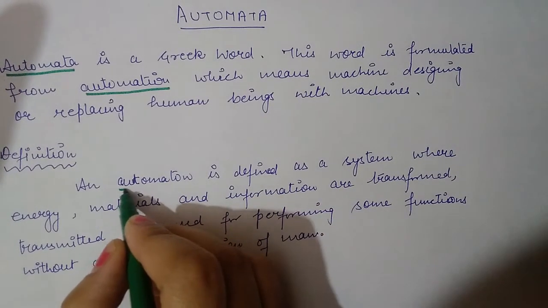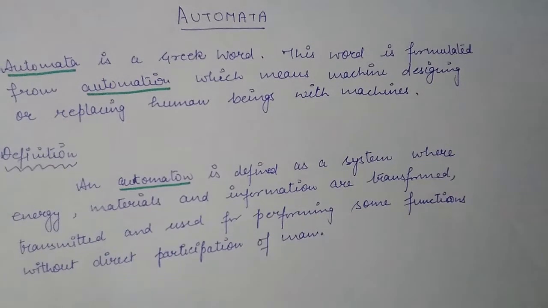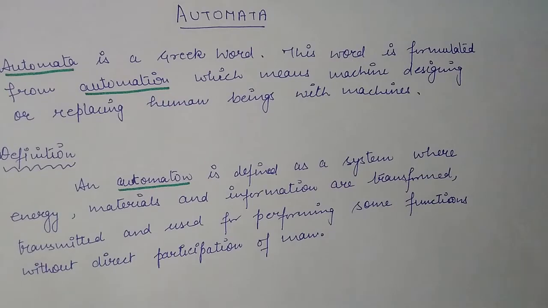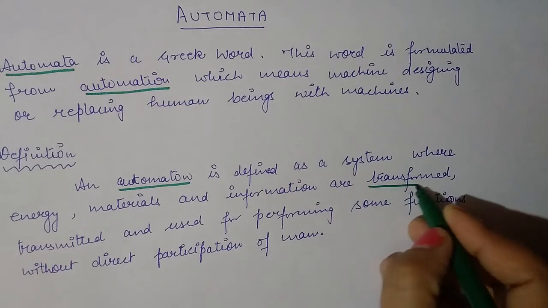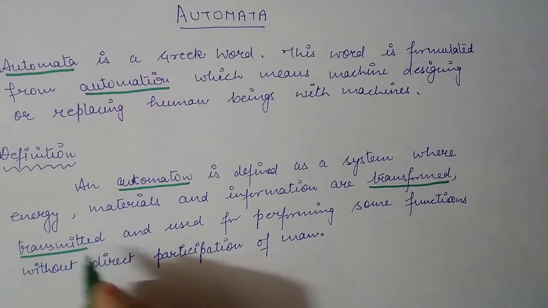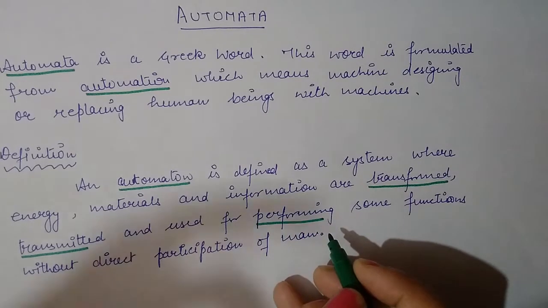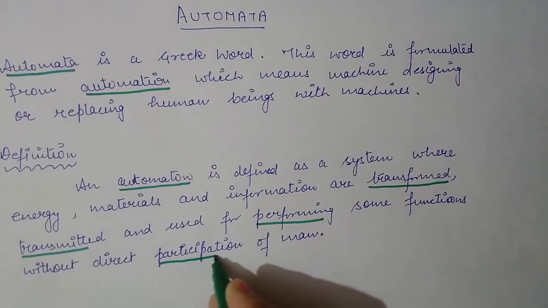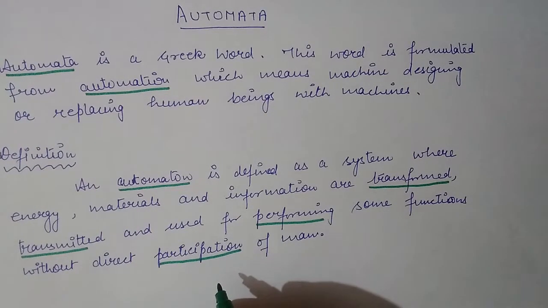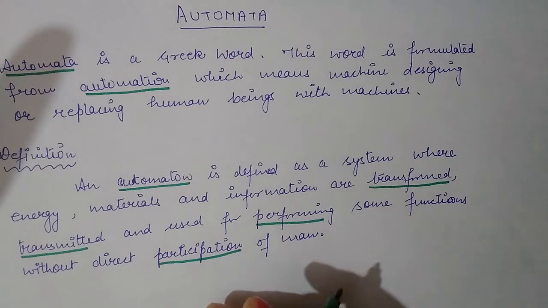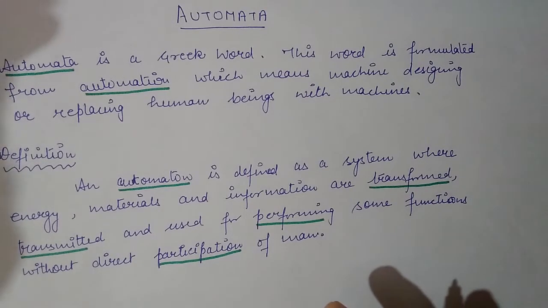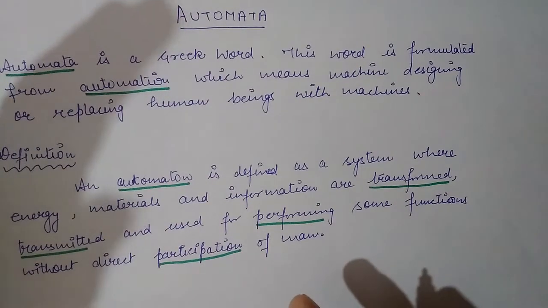So let's see the formal definition of automata. Automata is defined as a system where energy, material, and information are transformed and transmitted, and used for performing some meaningful functions without the direct participation of man. So that's the formal definition of automata. If we relate it with a machine, the machine is basically a thing which performs some functions without the direct participation of man.